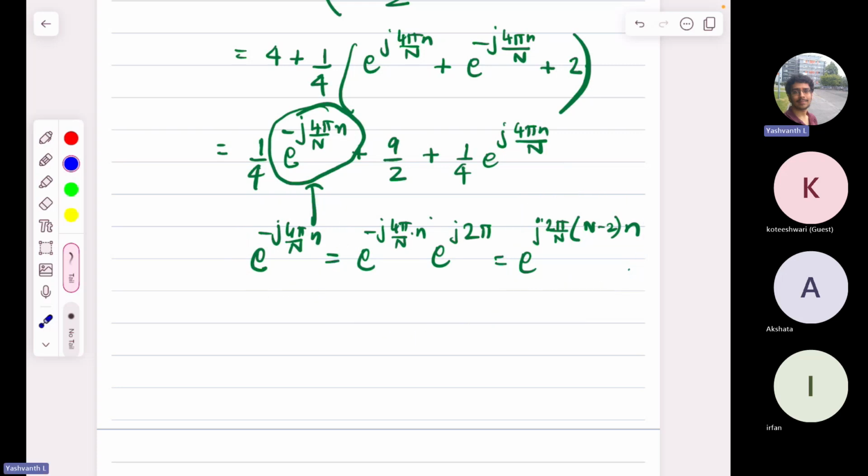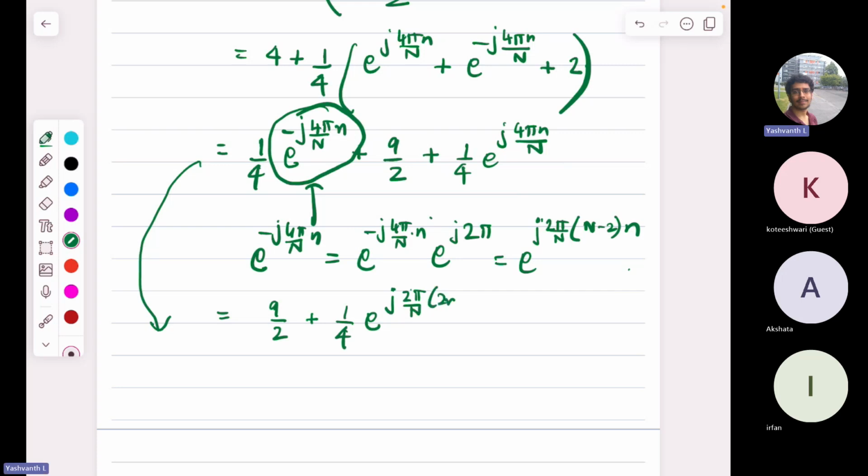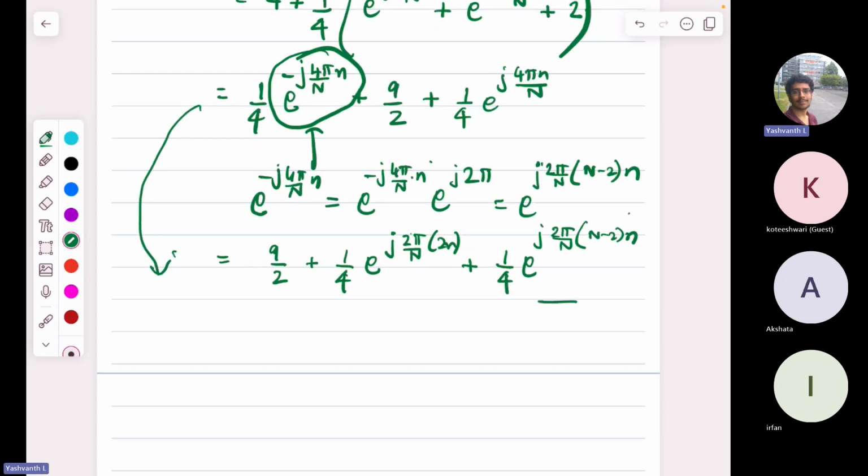Then what am I having? Let me rearrange this equation. So we have x of n equal to 9 by 2 plus 1 by 4 into e power j 2 pi by N into 2n plus 1 by 4 into e power j 2 pi by N into n minus 2n. Call this equation 1.